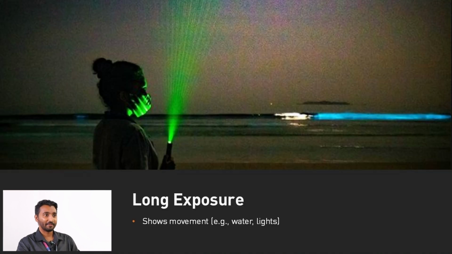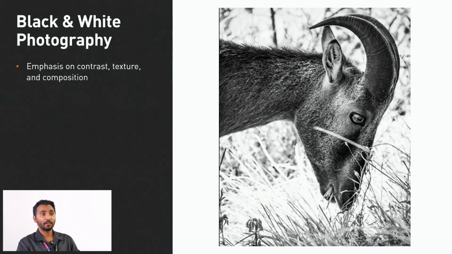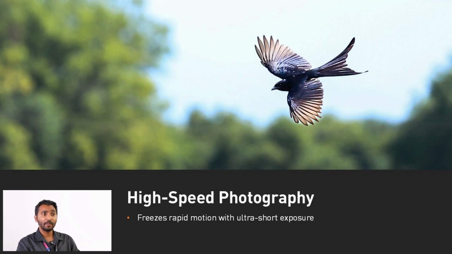Long exposure. Often used in landscape photography, long exposure captures movement over time, like flowing water or moving lights. The next one is black and white photography, which focuses on contrast, texture and composition without the distraction of color, creating a timeless feel. The next one is high speed photography, which captures fast motion with ultra short exposure, often used in sports or wildlife photography to freeze action.